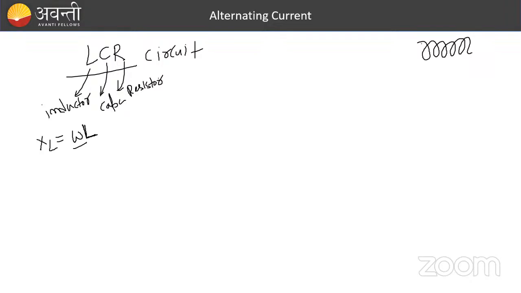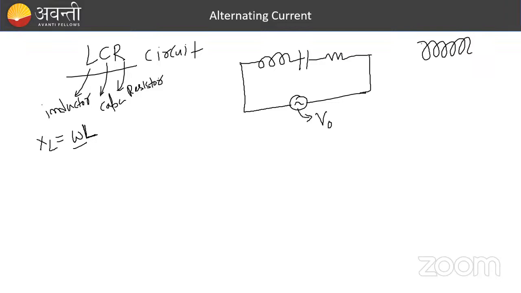Of the voltage. Suppose this is an inductor, this is a capacitor, and this is a resistor. These three elements are connected to an AC battery. So if this is an AC battery, the voltage will be written as V naught sine omega t, like that. So this omega is here. So XL is omega L. This is the resistance offered by the inductor. This is also called reactance, right?